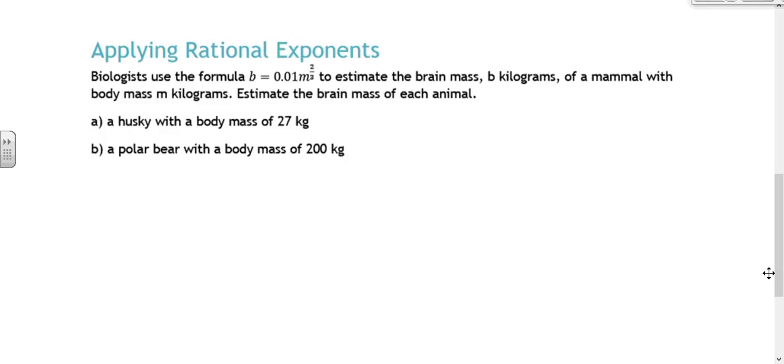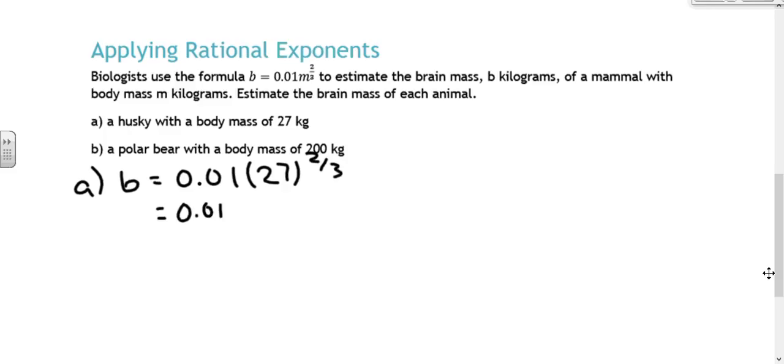We're going to apply this really quickly. Biologists use the formula B is equal to 0.01 m to the 2/3 to estimate brain mass, B kilograms, of a mammal with body mass m kilograms. Estimate the brain mass of each animal. A husky with body mass of 27 kilograms. So B is equal to 0.01 times 27 to the 2/3. The cube root of 27 is 3, squared is 9, which does give us 0.09 kilograms of brain mass.